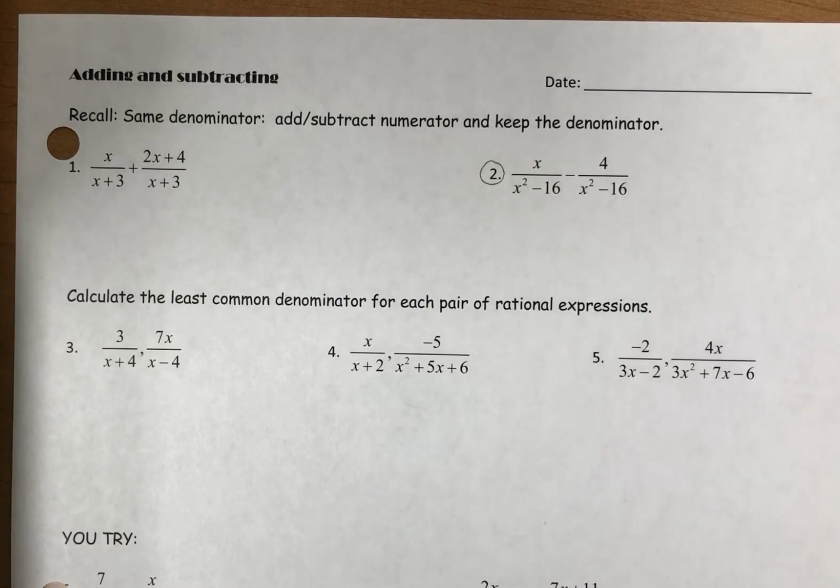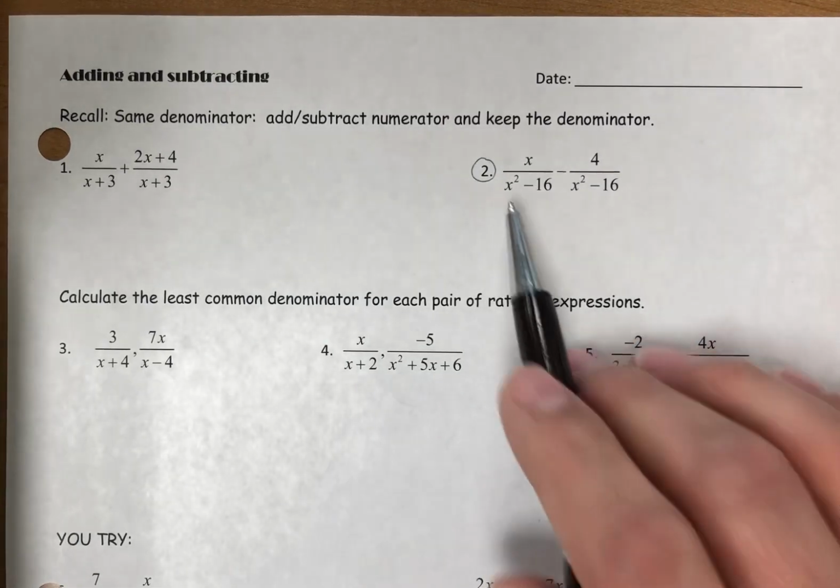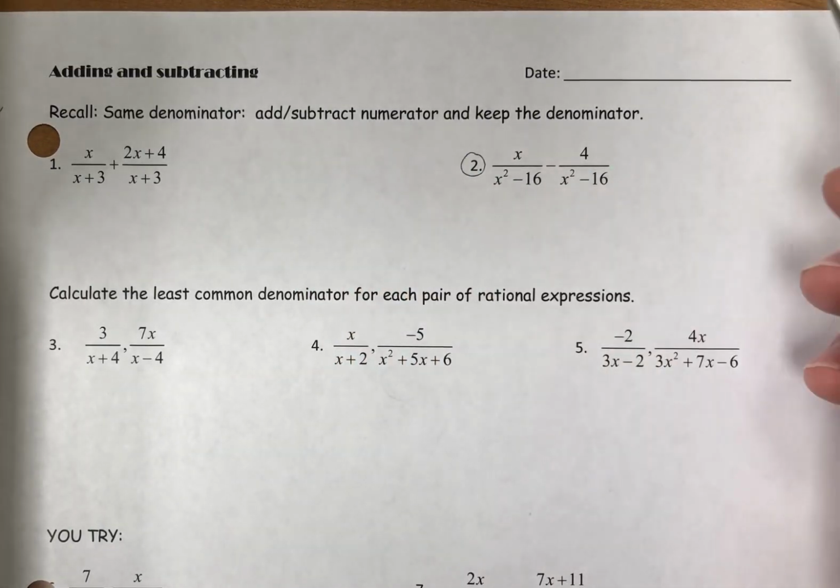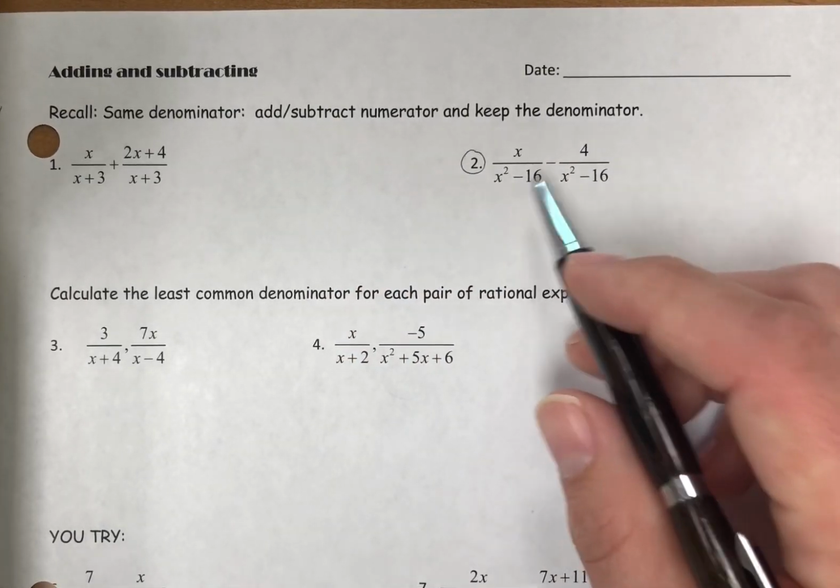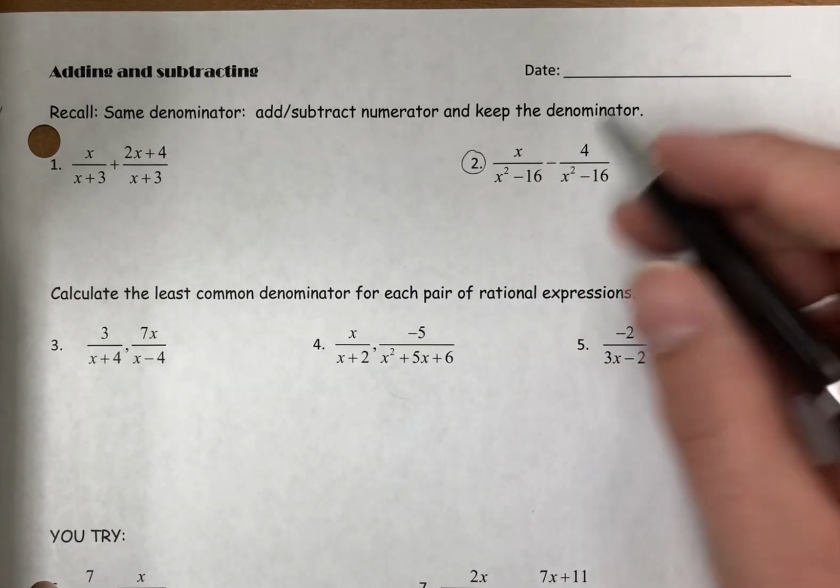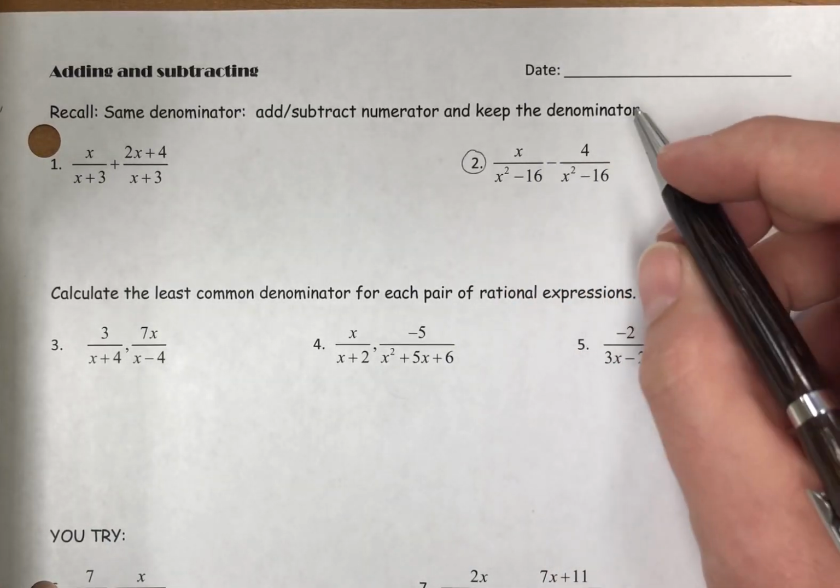This is 6.2, adding and subtracting rational expressions. So I'm going to do a couple examples. I'm going to do number 2. The first thing when we're adding or subtracting, remember, we want a common denominator. So we're going to rewrite number 2, and we want to factor if possible. And so we know that these two are common denominators, so we really don't need to change anything.